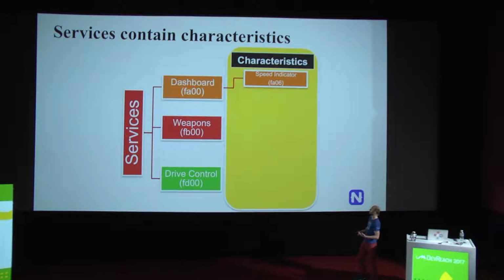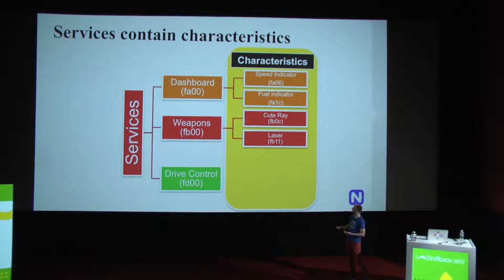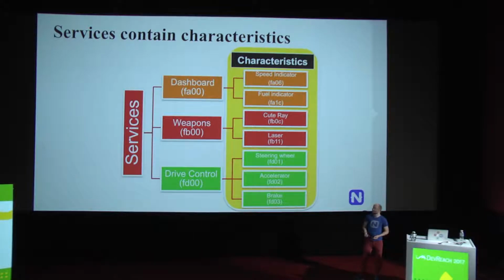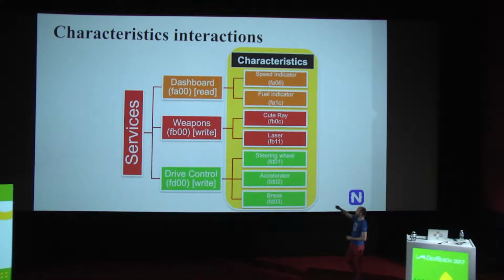So for example, a dashboard will have a speed indicator and a fuel indicator. Then we'll have different weapons like a cute ray and a laser ray. And then finally, for drive control, we have steering wheel, accelerator, and brake, right? So once you have the services and the characteristics, we can start thinking of communicating with those. Another thing is that all those services will have their UUIDs, but as well, some services will be read-only, and other ones will be write-only. Some of them will be just there to provide notifications, et cetera.